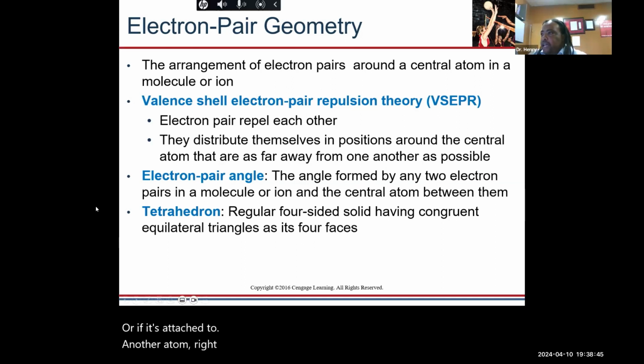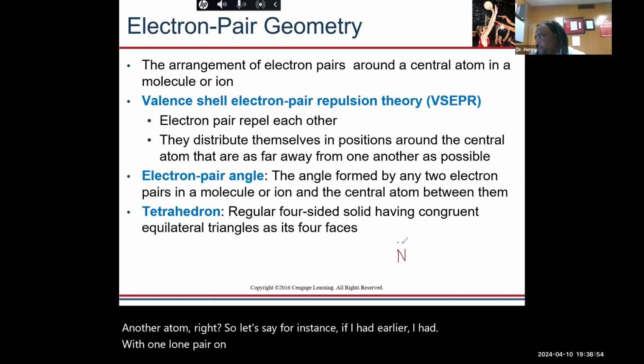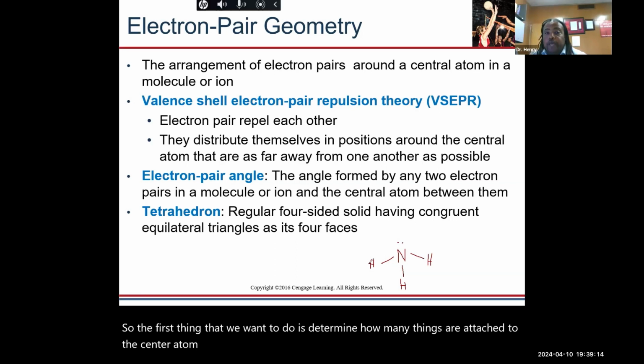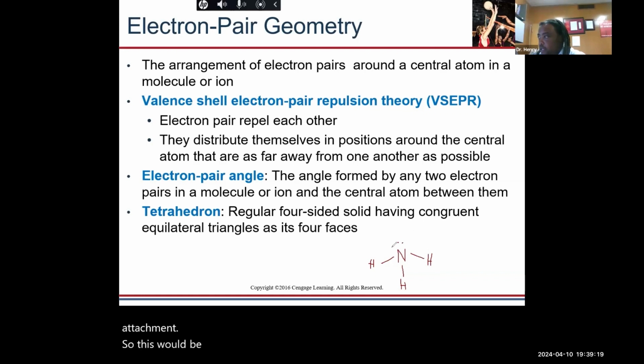So let's say, for instance, I had earlier nitrogen with one lone pair on top, a hydrogen here, a hydrogen here, a hydrogen here. The first thing we want to do is determine how many things are attached to the center atom, including lone pairs. So the lone pairs in this case count as an attachment. So this would be 1, this would be 2, this would be 3, this would be 4. So this has 4 things attached to it.